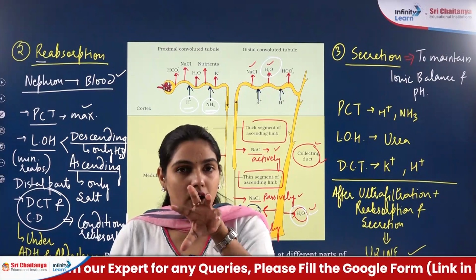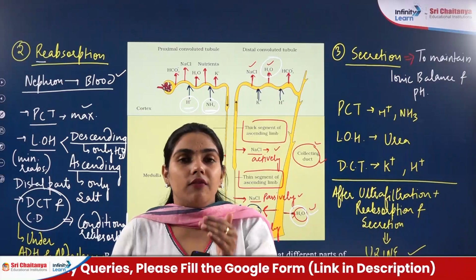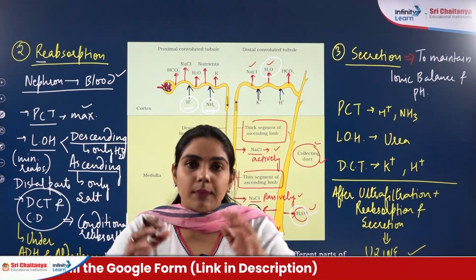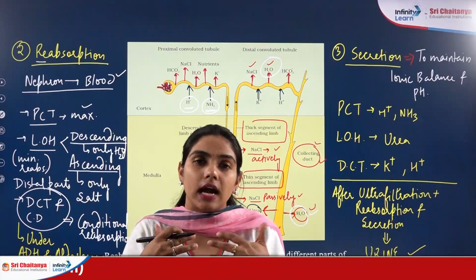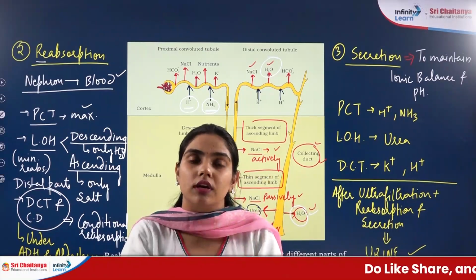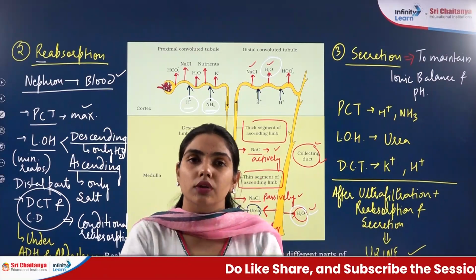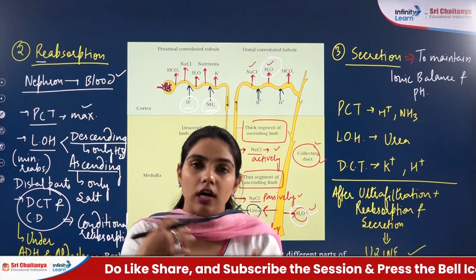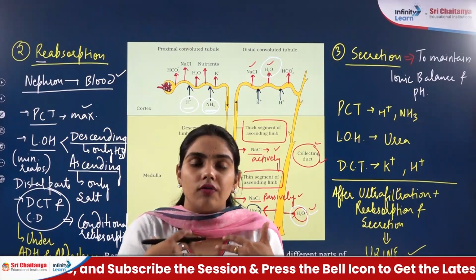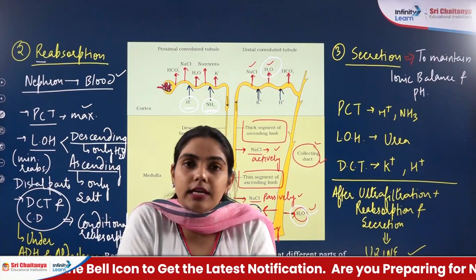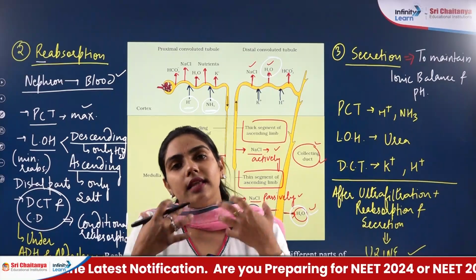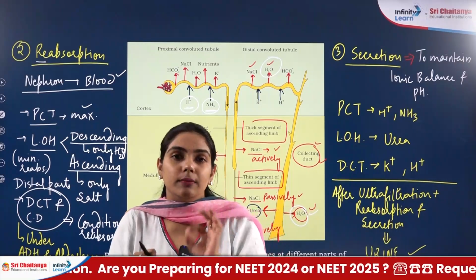Then, out of this glomerular filtrate, few things are reabsorbed. That is reabsorption, because we can't let the nutrients go into the urine. We can't let the minerals go into the urine. We can't let the salt and water go into the urine out of our body. So, we need to take it back. When we are taking it back into the blood, then it is known as reabsorption.